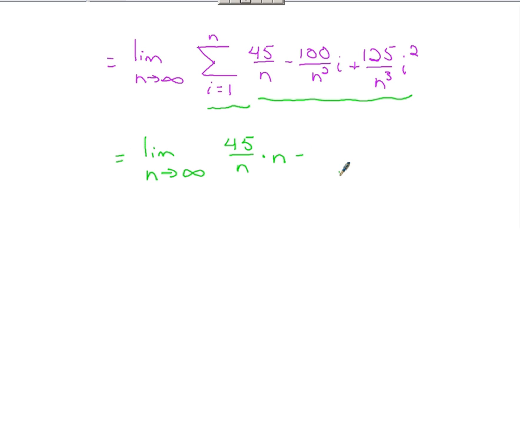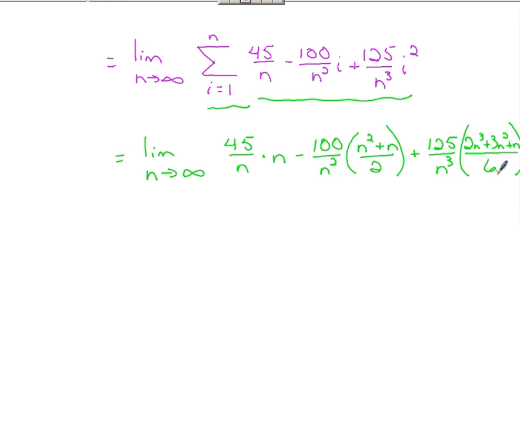The minus 100 over n squared i, well, that i, its theorem is n squared plus n over 2. I insert that in the place of i. In a similar fashion, on the last term here, the 125 over n cubed i squared, in the place of i squared, I'm going to replace that with 2n cubed plus 3n squared plus n, try to squeeze it all in here, over 6. All right, now I'm almost finished.